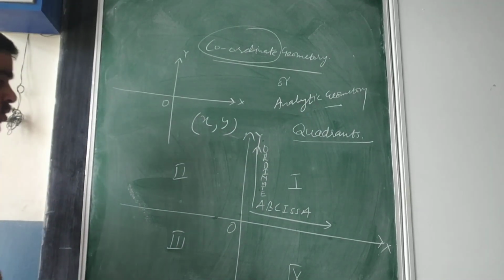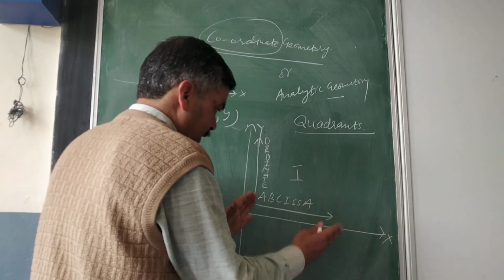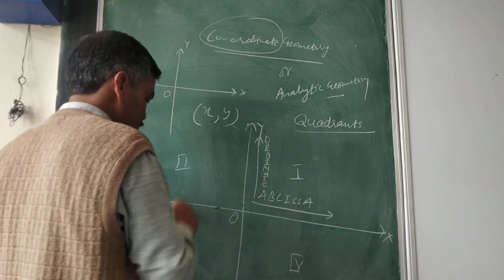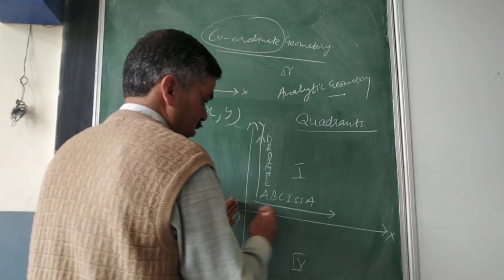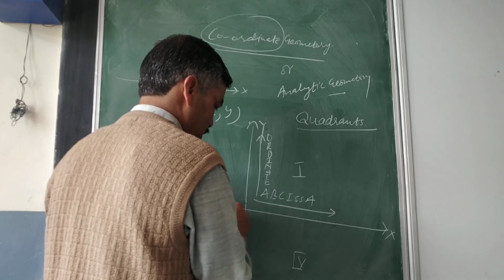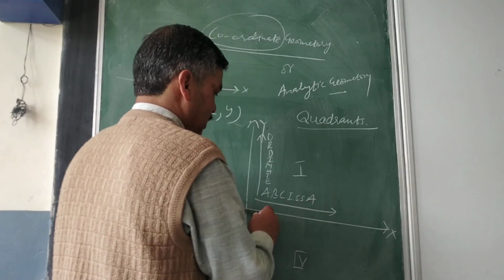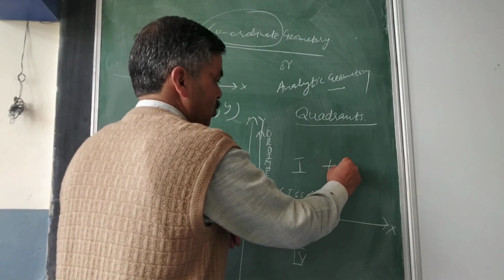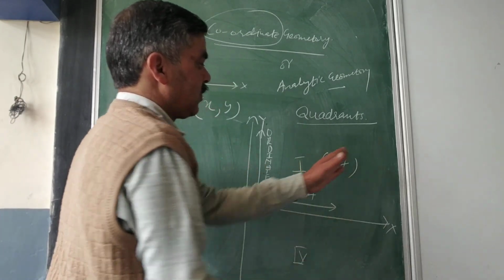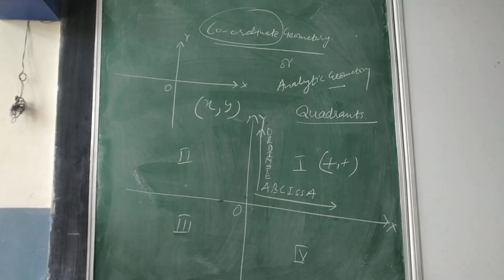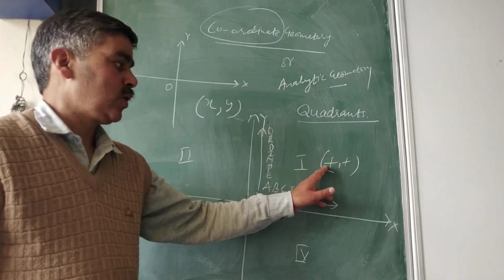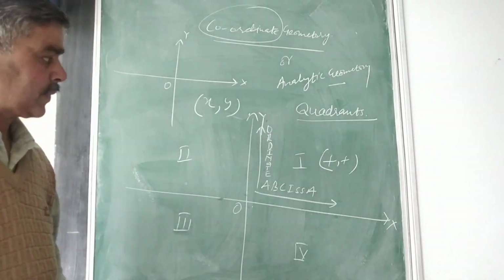Now, as soon as you have drawn these quadrants, I said these four, 1, 2, 3, 4. Now what happens? You see, when you are moving, suppose the number line was to the right, positive, and upwards, positive. So both coordinates in the first quadrant will consist of the positive sign. Plus plus. X will also be plus and y also will be plus.